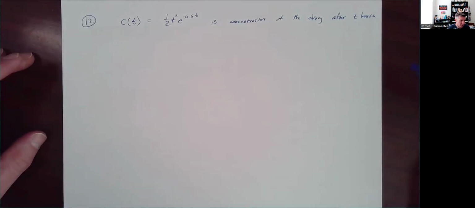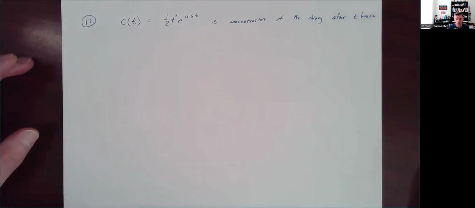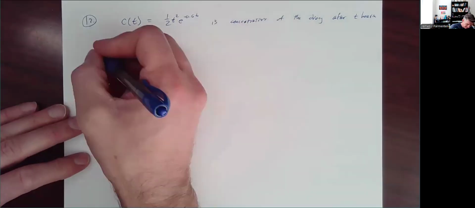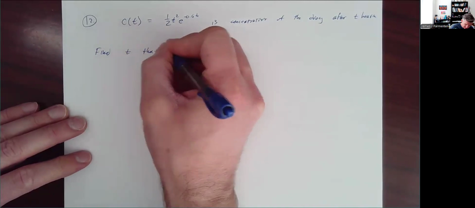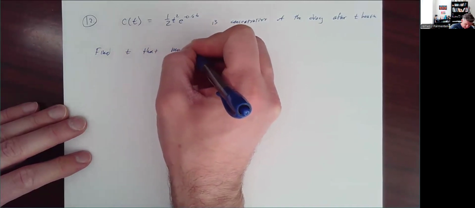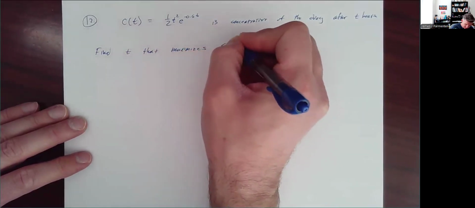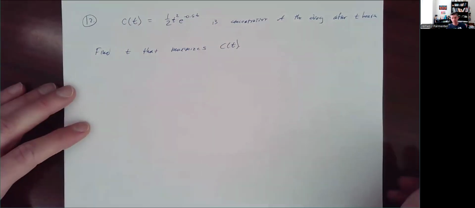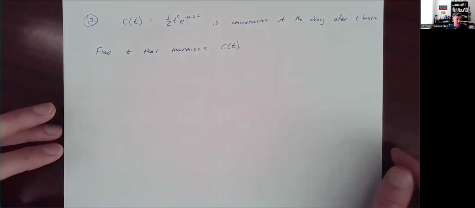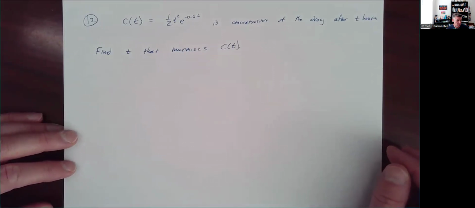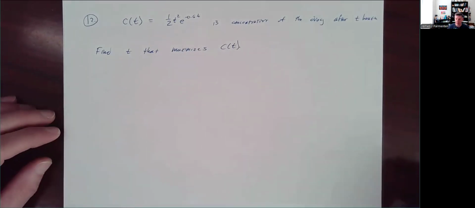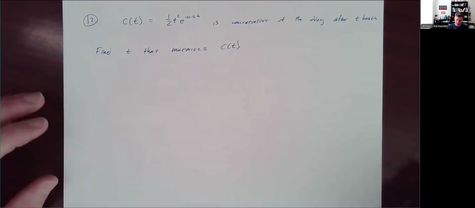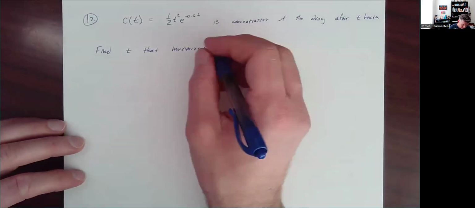At what time does the concentration have its largest value? Or in other words, find the value of t that maximizes concentration. It's really important to read these questions carefully, right? If we want to find the value of t where the concentration has the largest value, that's what they're asking you to do. They want you to maximize C. There's a second part of this question here, but let's focus on this first part.